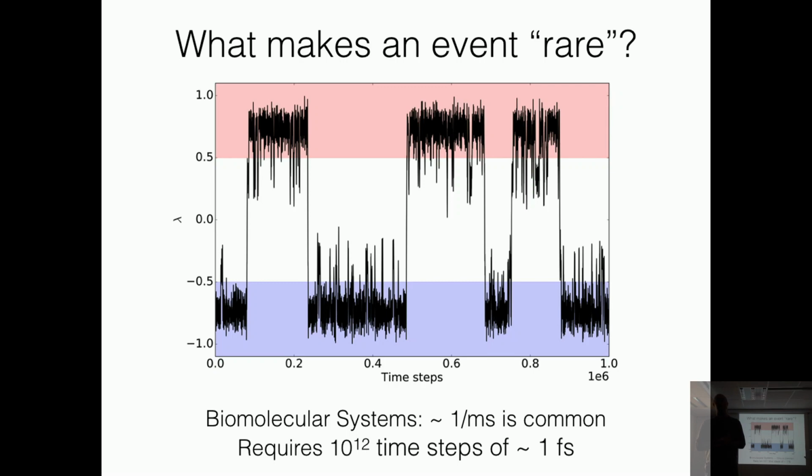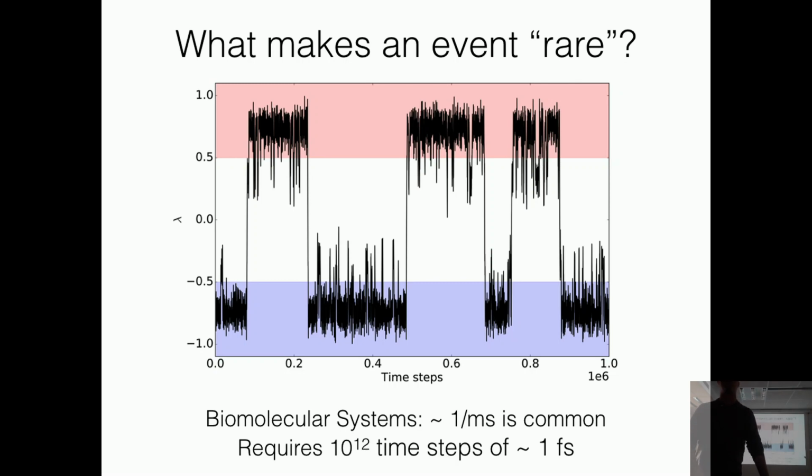Biomolecular systems, which is where I've done most of my work, the time you would have to wait to see something happen, once per millisecond is not unreasonable, once per microsecond maybe if you've got a faster thing, once per 100 seconds if you're looking at drug unbinding. Time step is going to be on the order of a femtosecond. So if it's once per millisecond, you need to wait 10 to the 12th time steps to see that happen one time.